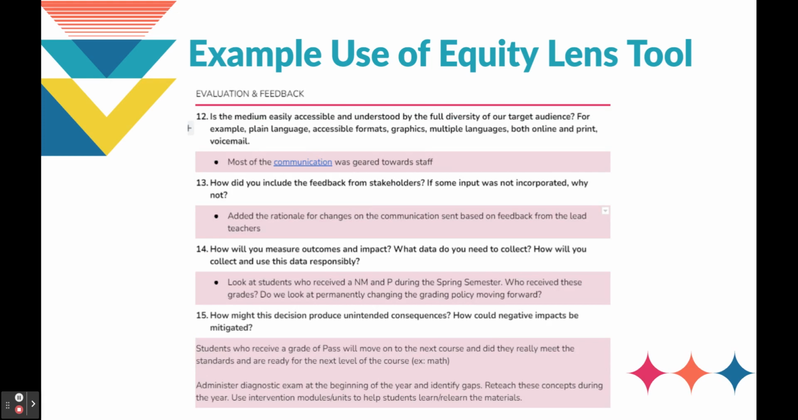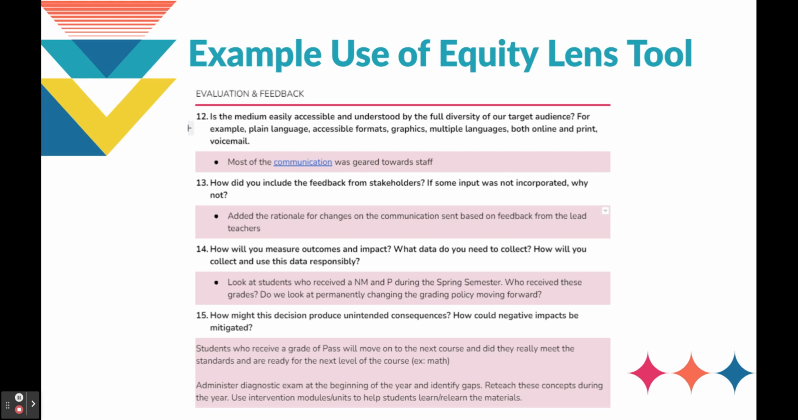The last set of questions on evaluations and feedback ask whether our decision was clearly communicated and accessible. They also ask how the feedback was incorporated into the decision. We took into account the outcomes and impact by looking at the students who receive a grade of P or pass and tracking their progress the following year. We provided extra support to those students by offering tutoring.